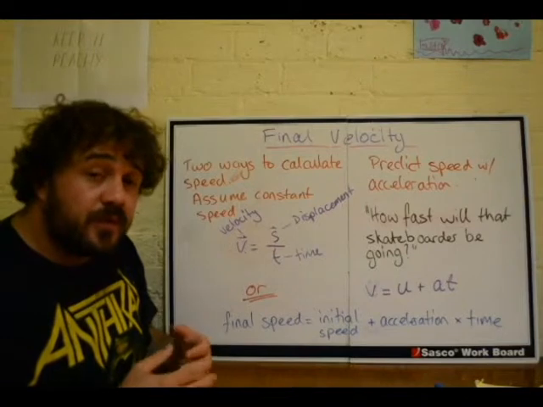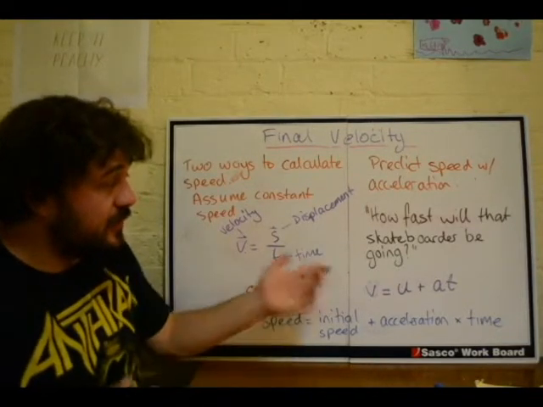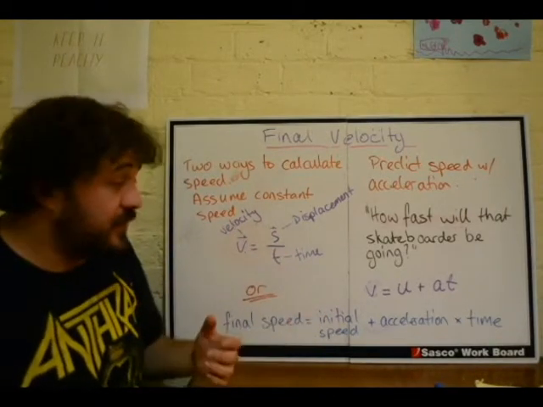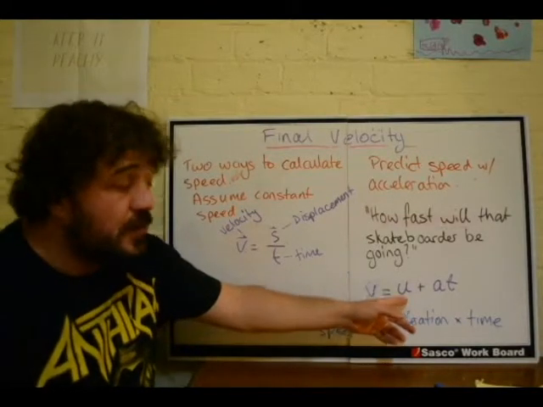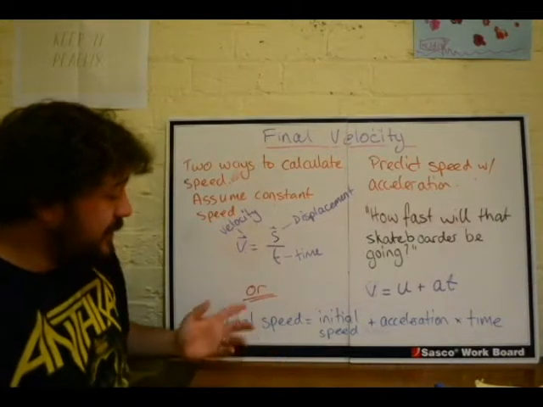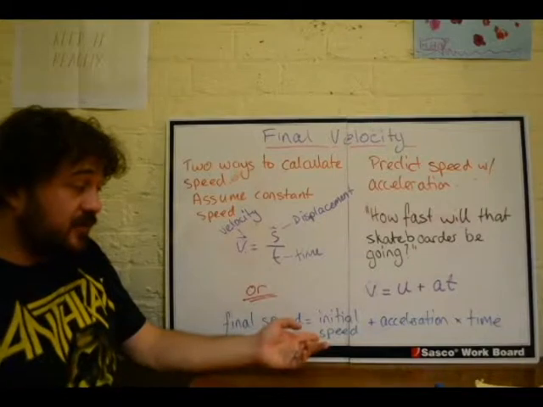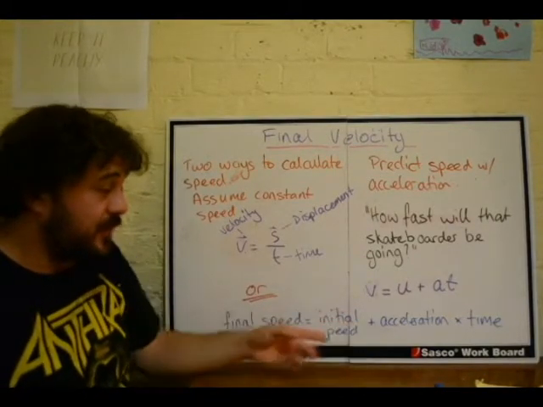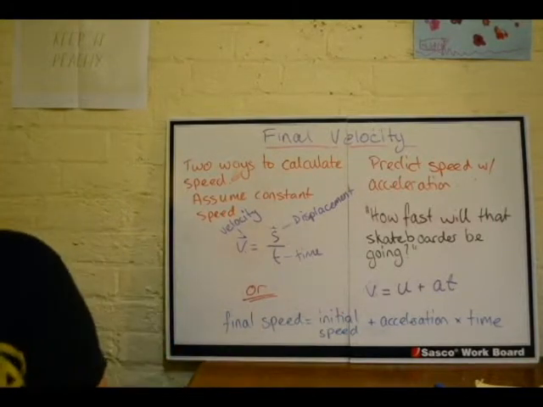Or we can predict the speed at the end of travel or end of a period of acceleration. So if we want to ask the question, how fast will a skateboarder be going after a certain amount of time, we would use this formula. v equals u plus at. Now these are all symbols you've seen before, but what they mean are final speed equals the initial speed plus acceleration times time. So initial speed plus acceleration times time.